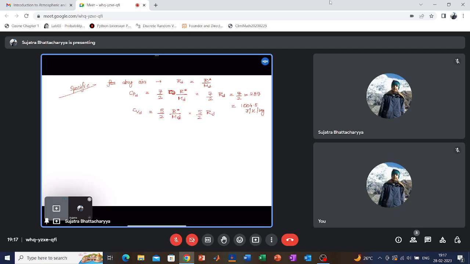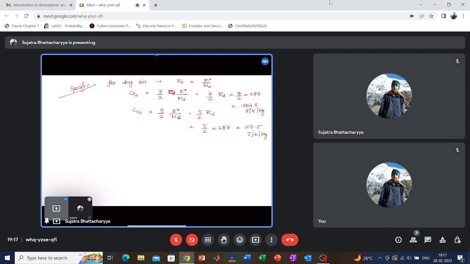So it will be RD. So it will be 5 by 2 into 287. Let's calculate. Let's see whether it is coming near 718 or not. 287 divided by 2, 717.5. Right? So this is joules per Kelvin per kg.